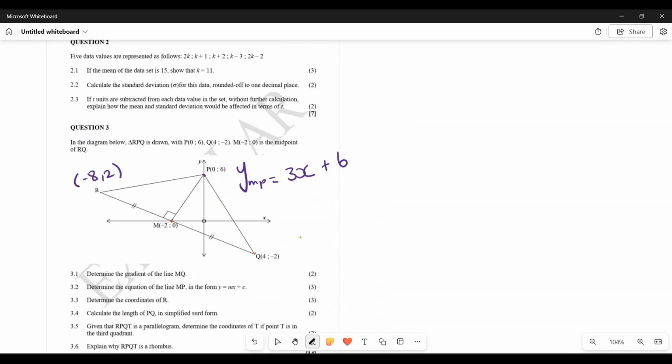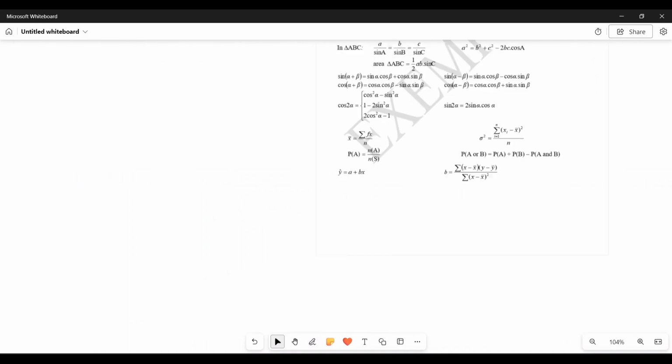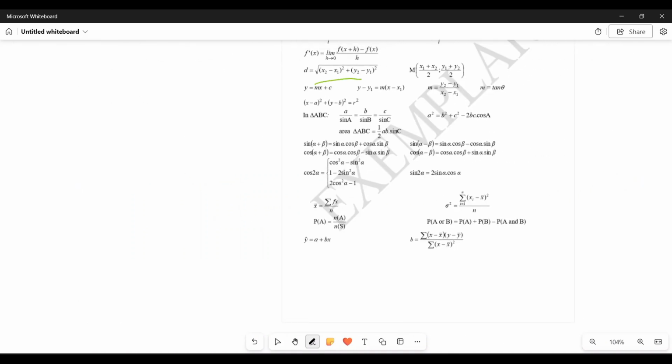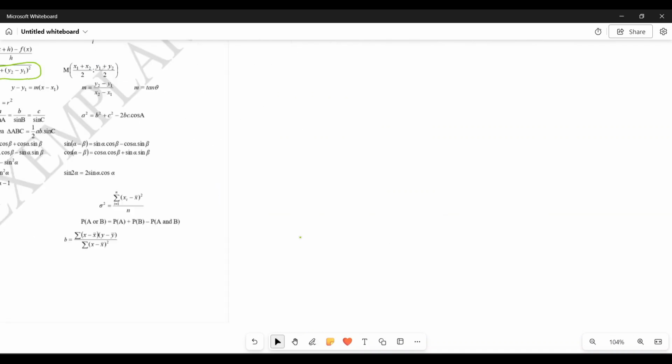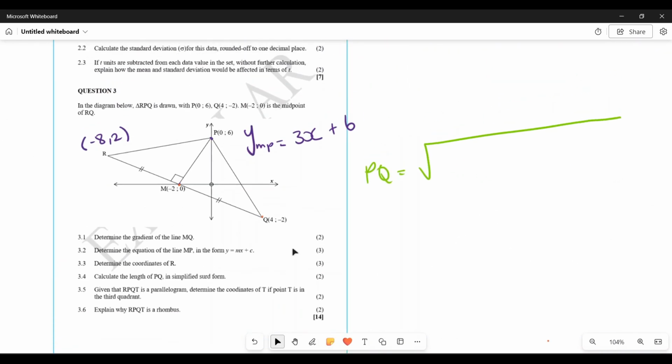Now, I need to determine my length from P to Q, and I'm going to make use of my distance formula, right? So remember my distance formula. In this case, I'm trying to determine the length from P to Q. So going to my formula sheet, this is my distance formula, right? The square root of (x2 minus x1) squared plus (y2 minus y1) squared.